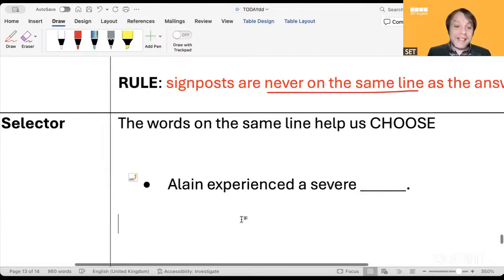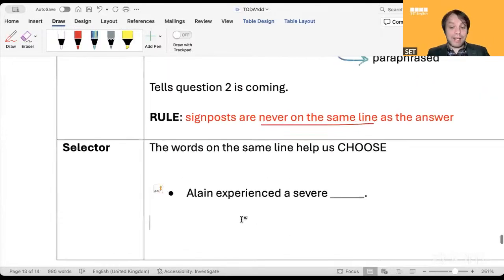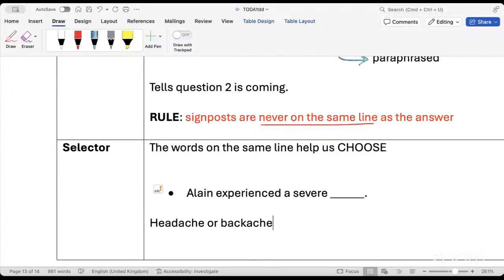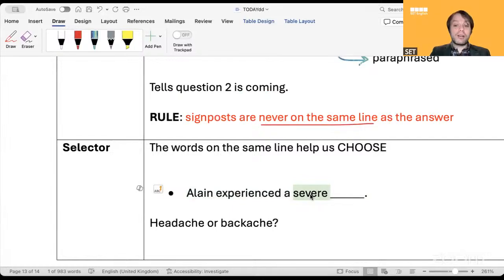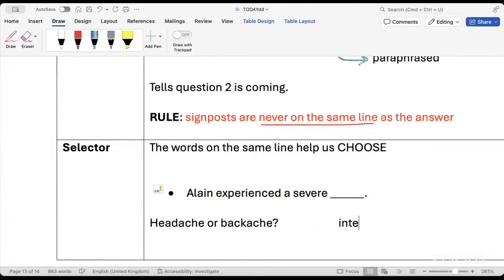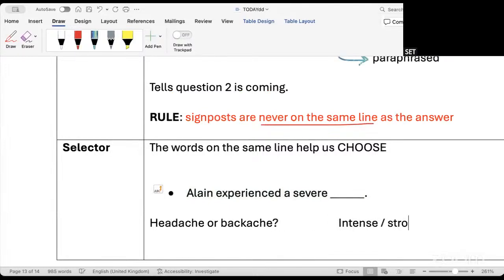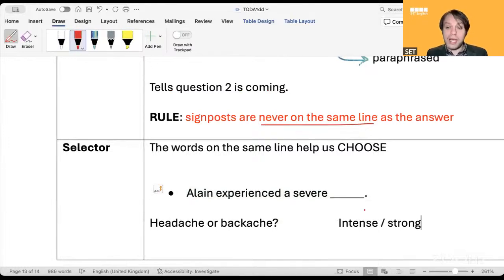Right, it's just a simple example. I'm saying exactly the same thing. I said headache and I said backache. What is it called? Intense headache? Well, in severe. Severe means strong, means intense. They all mean the same thing, right? So severe is intense. Severe is strong. Same. Good question though.